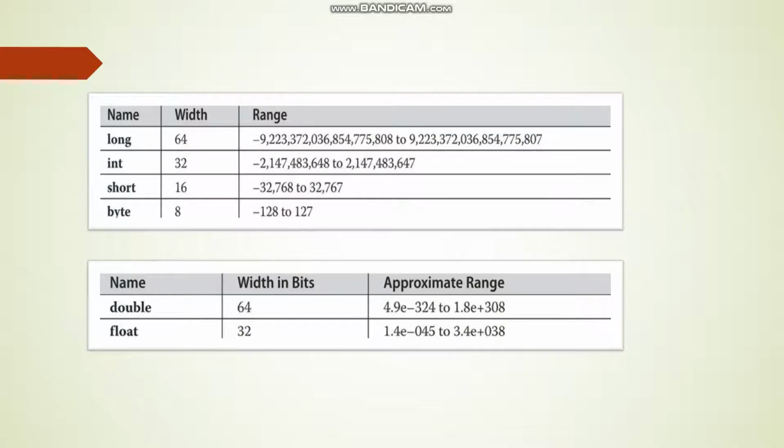Primitive data types. The names of the primitive data types with width and range I have given here. Long with a width of 64, int 32, short 16, and byte 8. And here the floating point types, that are double and float. Double with a bit width of 64 and float with a bit width of 32.